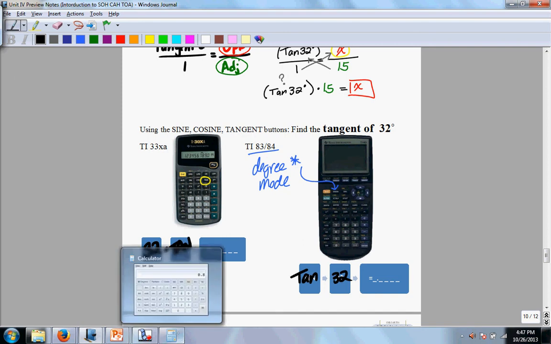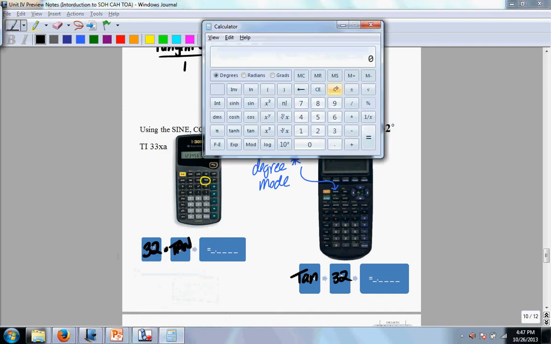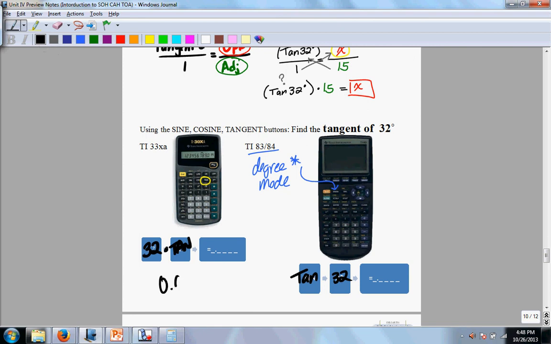Now, what should you be getting if you did this correctly? Look at my calculator here. My calculator goes 32 tan. So I do, and I'm in degree mode. See that little D-E-G-R-E-E-S? I'm in degree mode. So I go 32, and then I hit tangent. Wow, huge number. You need to take that number to the 4th decimal place, which is 0.6249.